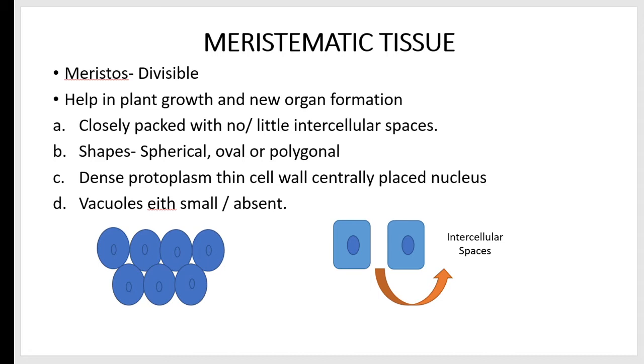So how do they look? They are closely packed with no or little intercellular spaces. What is an intercellular space? It is the space between two cells. So they are so tightly packed that either there is very little space left or no space left. They are of different shapes: spherical, oval or polygonal. They have dense protoplasm, thick cell wall and centrally placed nucleus. Vacuoles are either small or absent.